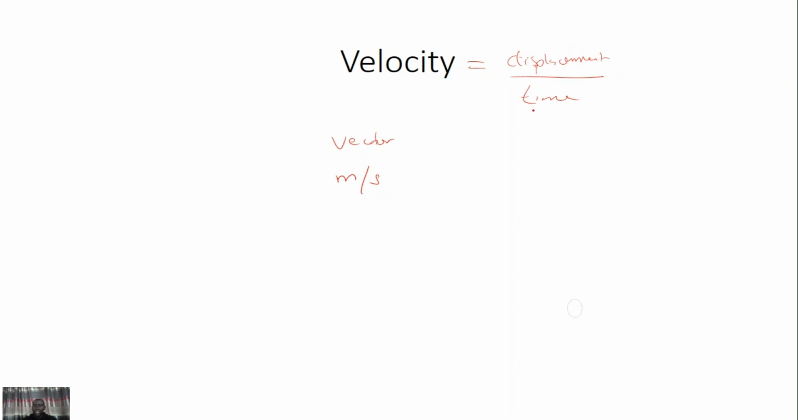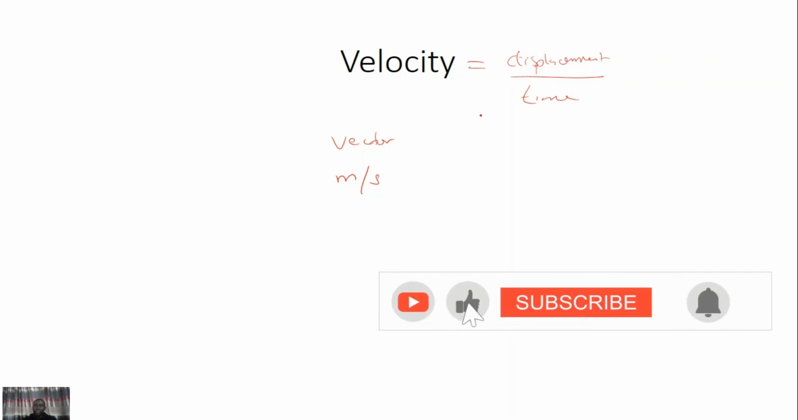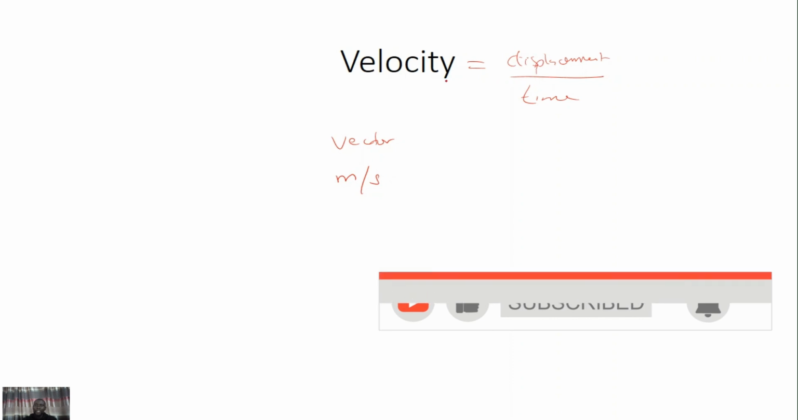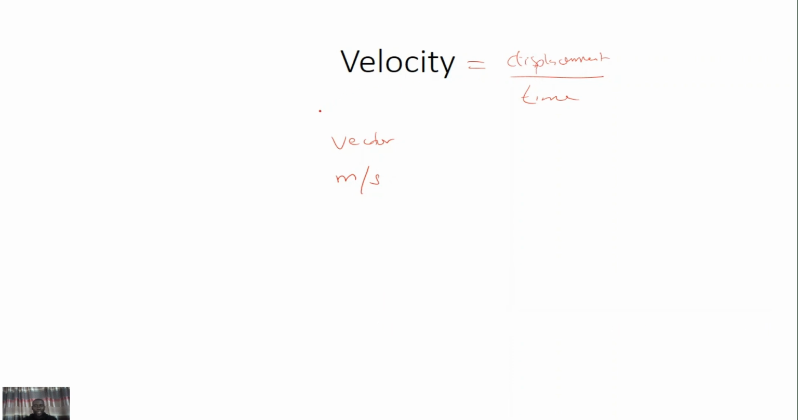Speed is distance over time. Velocity is displacement over time. If you want to know the difference between displacement and distance, you can check out my video on scalar and vector quantities. You'll see it there.